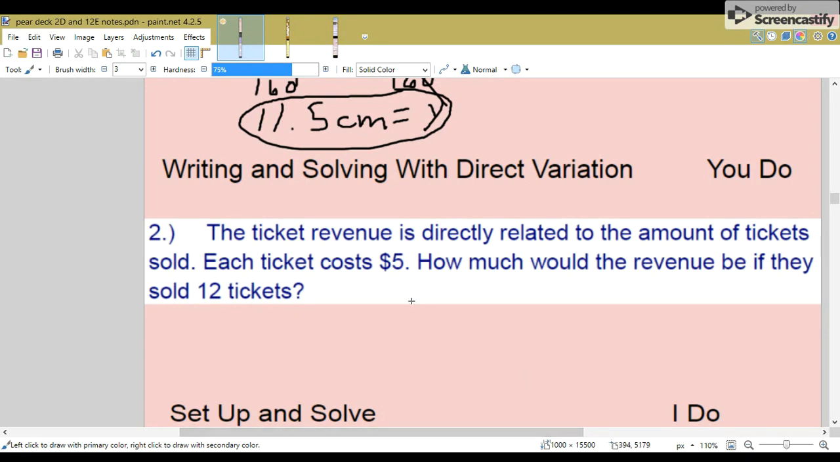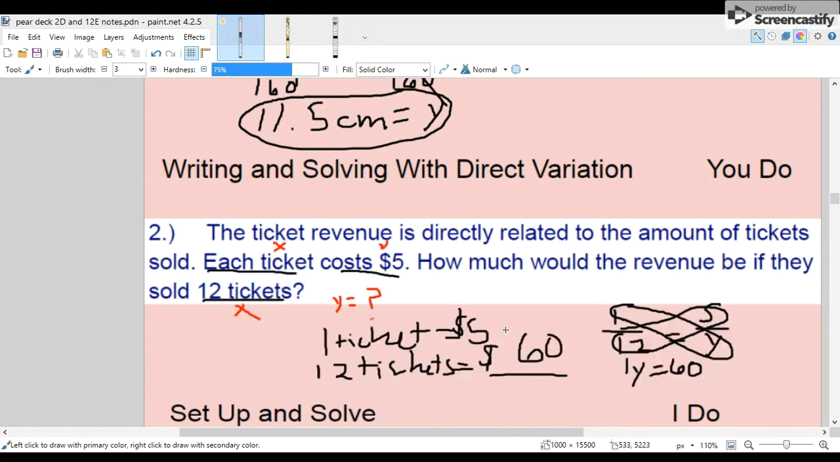Pause the video, try this one out. Put the answer on your Pear Deck slide. 12 tickets will cost $60. If you set this up, one ticket is $5. So for 12 tickets, that would be 5 times 12, $60.